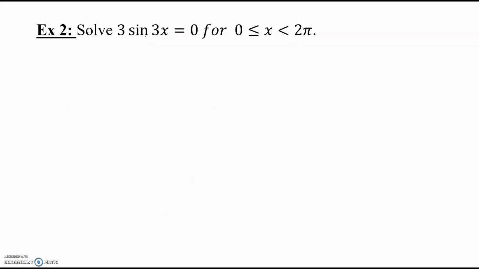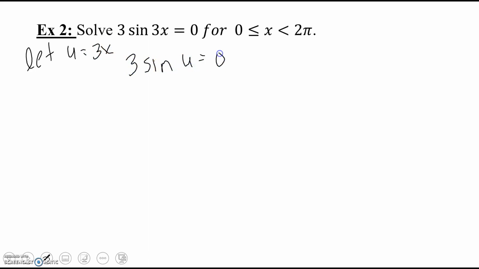For this one, we want to solve 3 sine 3x equals 0 for x between 0 and 2 pi. So again, that's in one rotation. And this time we don't have a double angle identity. We have 3x. And so what I'm going to do is use a u substitution. I'm going to let u equal 3x. And so this ends up looking like this: 3 sine of u equals 0.